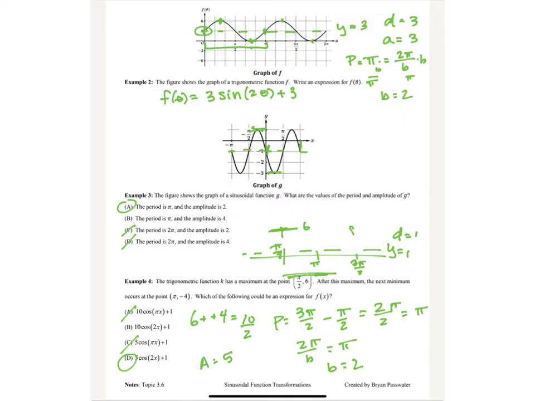Can you work it? Lots of information there. Lots of application. All you get is 2 points. You got to know from max to min is a half cycle, right?